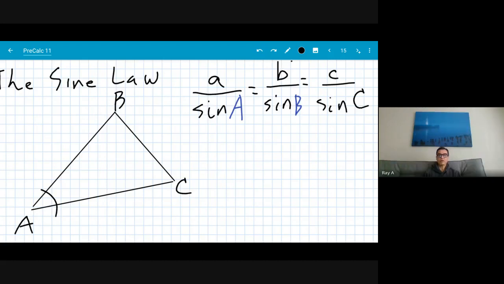Now, you will be plugging in values here. That means the little a you need to know. The capital A here is just an angle. So if that angle was 40, you will put in 40 degrees there. But the problem is, what is little a? What is little b? What is little c?